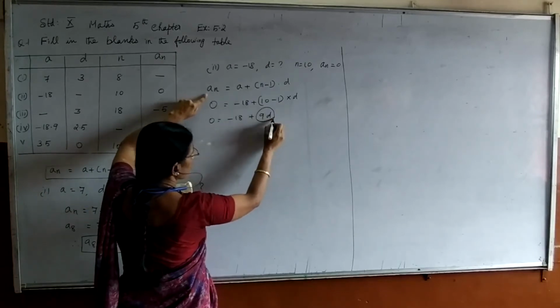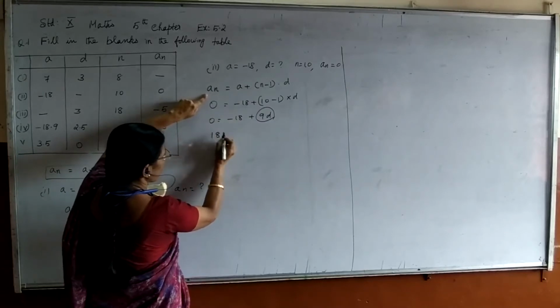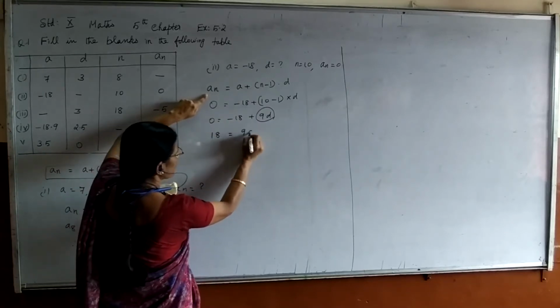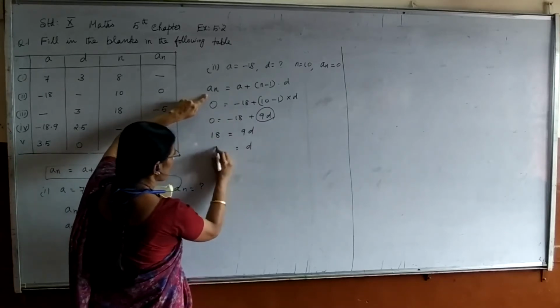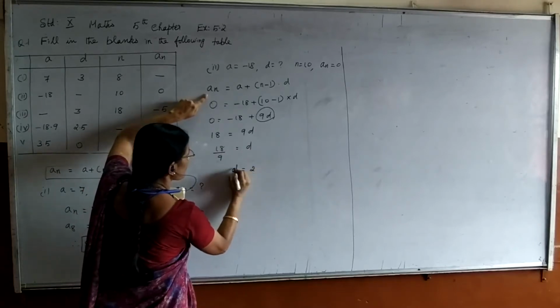We want D here. This is the unwanted term, we bring it to the other side. It becomes 18 equal to 9D. Therefore, D is 18 upon 9. D is equal to what? Equal to 2.